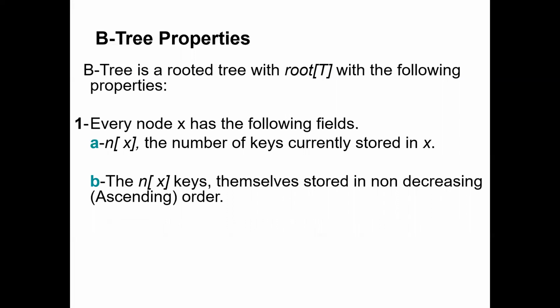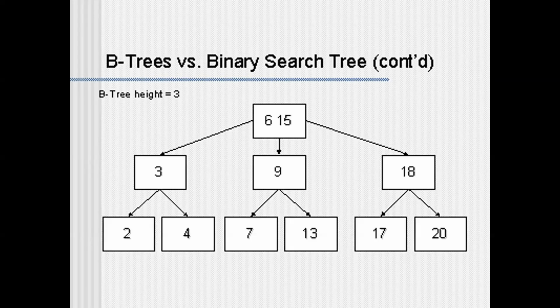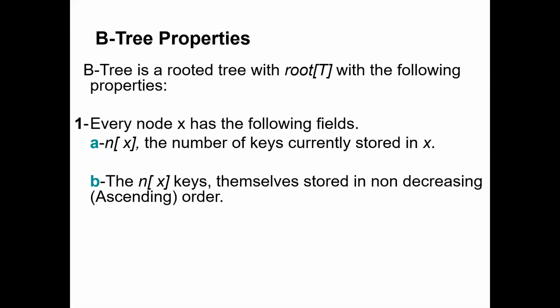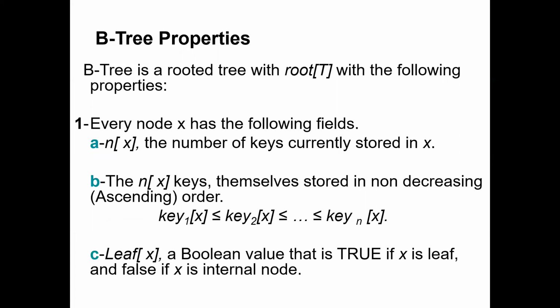Then every node also has the keys themselves, as we have seen in a previous example. Nx would be 2 in the root node, but the values themselves would be 6 and 15. The node containing 3 would be a value, but Nx would be 1. Similarly, 9 would be a value itself, but Nx would be 1. So there would be an Nx and the keys themselves in ascending order.